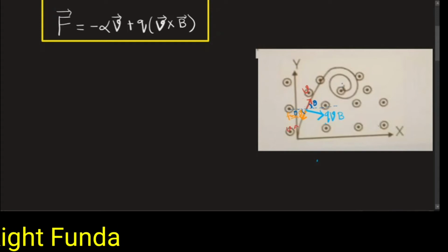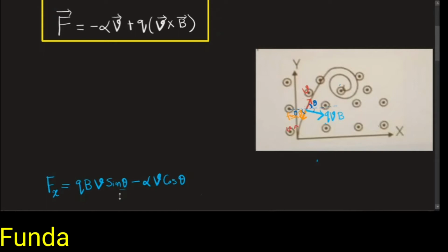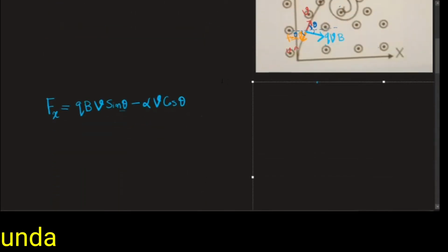So let's resolve everything in terms of the x-axis and y-axis. I will see this will be equal to qvB cos theta, and this will be equal to qvB sin theta, 90 minus theta. So we write the forces. Then I can write the x direction force, Fx, is equal to qvB sin theta minus alpha v cos theta. This is the force in the x direction.